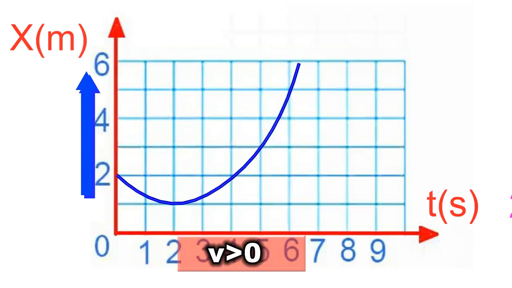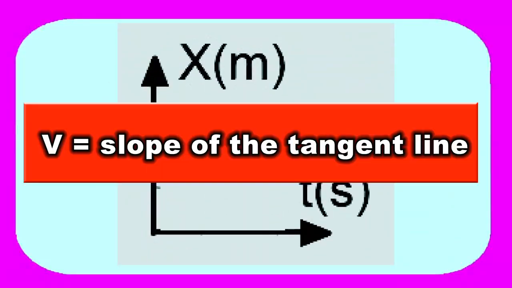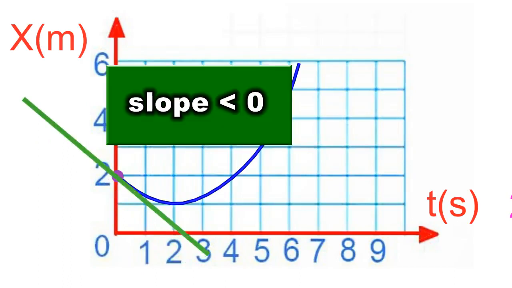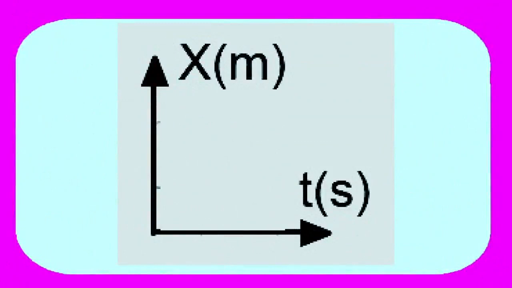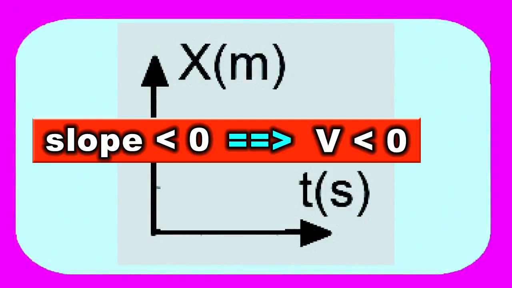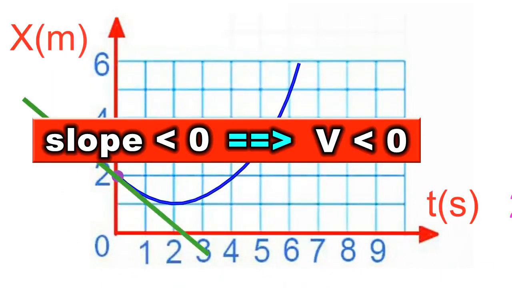Tip 2. If we have a position time graph, the velocity of a moving object is equal to the slope of the tangent line to the graph. For example, consider the initial location, draw a line tangent to the graph. We see that this line is downward, and the slope of this line is negative. We understand that velocity is negative. In general, if we have a position time graph, if the slope of the tangent line is negative, the velocity of the object is negative, and the object moves in the opposite direction of the position axis.